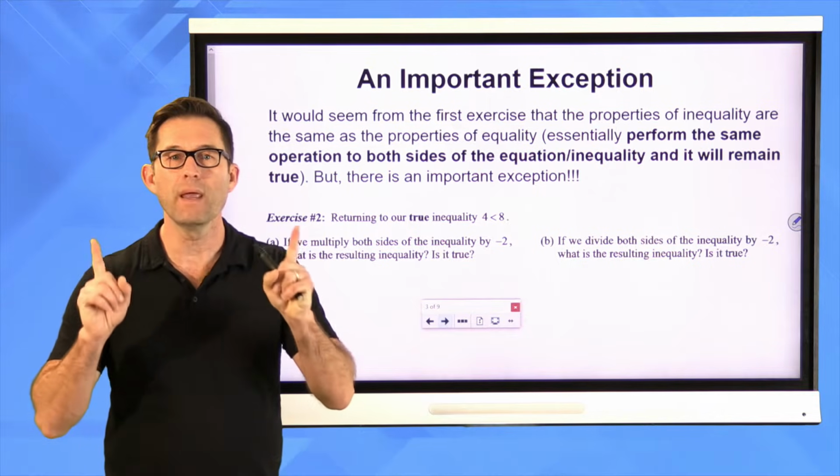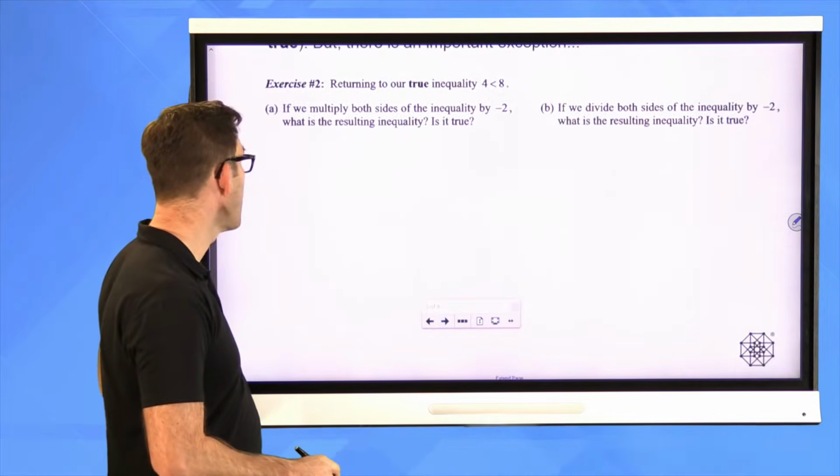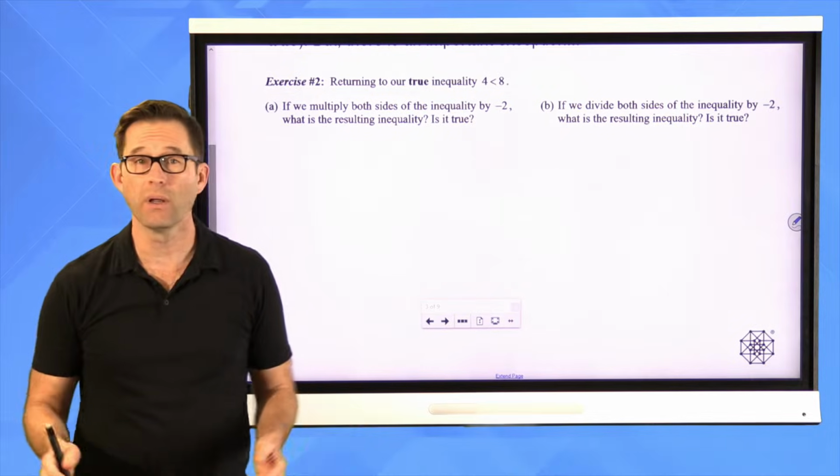But there is one big important exception. All right, and let's take a look at that in exercise number 2. Returning to our true inequality, 4 is less than 8. Letter A, if we multiply both sides of the inequality by -2, what is the resulting inequality? Is it true?